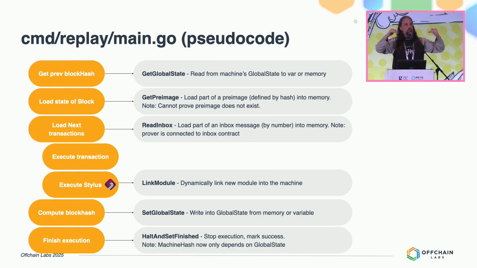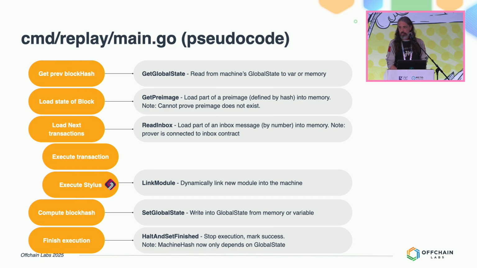When I said the first machine hash is given, the first machine hash is one-to-one computable, knowing only the global state and the constant code, which doesn't change. So the first machine hash is known just by global state. The last machine hash only depends on global state, and that's how it works when my executable has an input of the previous block hash and an output of the next block hash.